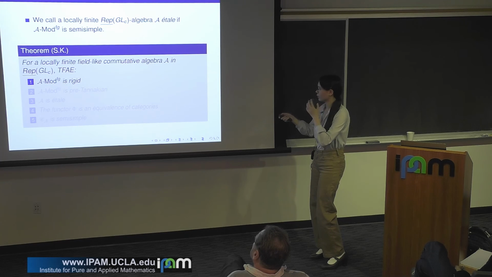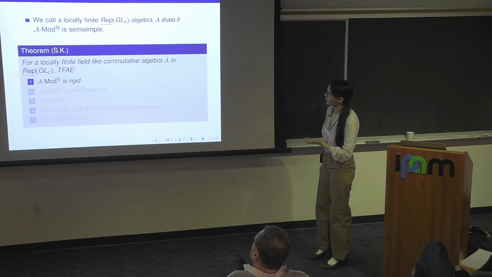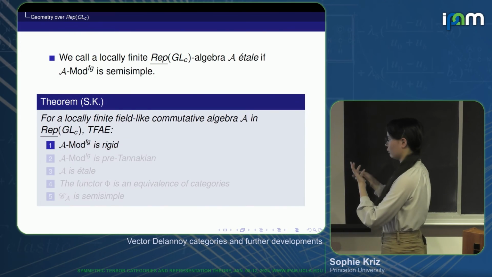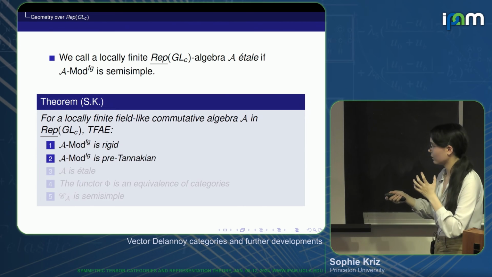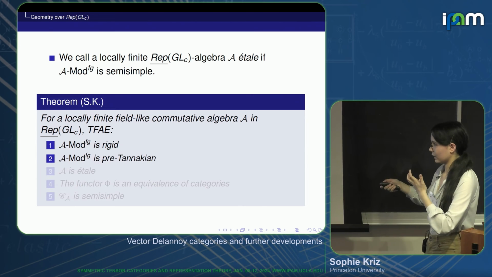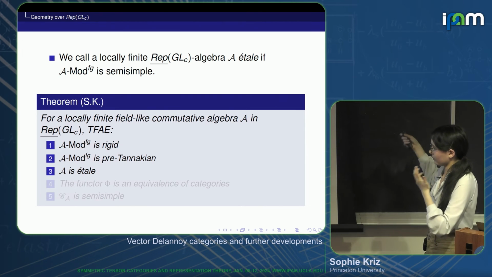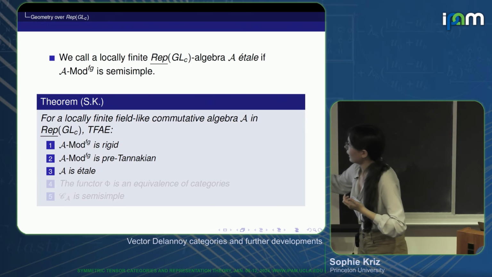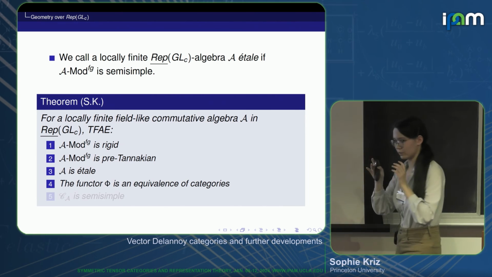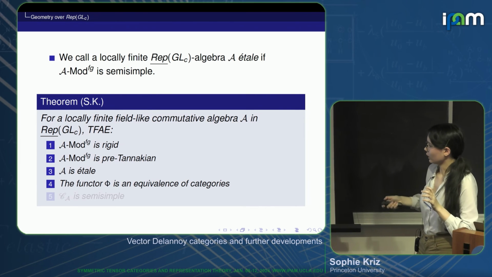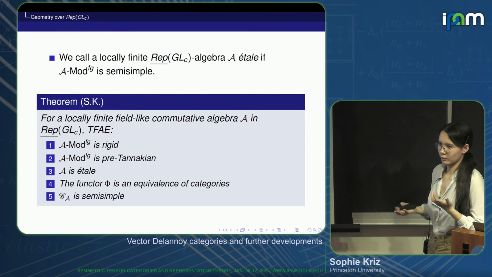But one thing we can observe, which maybe is a little bit silly if you think about it, is that if we have a locally finite commutative algebra A in Rep GL_t, the following are equivalent. The category of A-modules is rigid if and only if it's pre-Tannakian, if and only if it's semi-simple, and therefore abelian and so on. If and only if it's actually equivalent via this functor phi to the category we constructed in the other way using the TC algebras, if and only if that category is semi-simple.